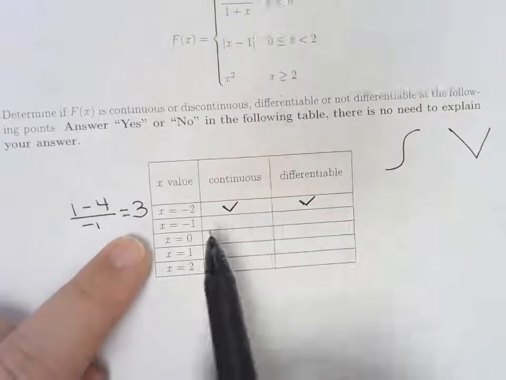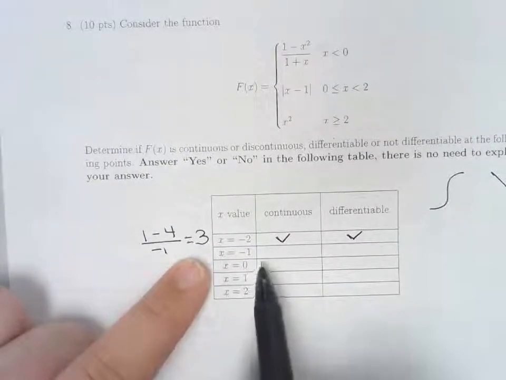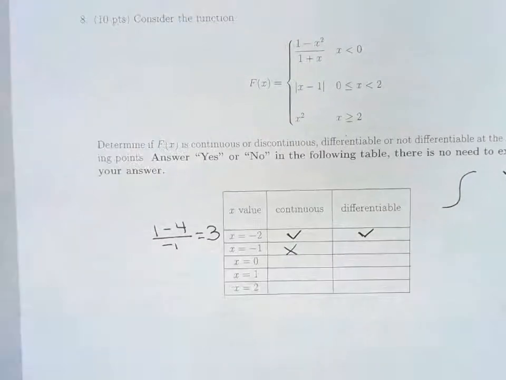-1, again, we're going to use the top one because -1 is less than 0. Is this continuous at -1? Nope, because you will get 0 in the denominator. We've already talked about it. You may have a hole there because you can factor the top, but whatever.